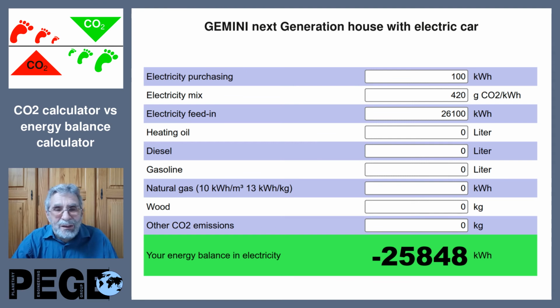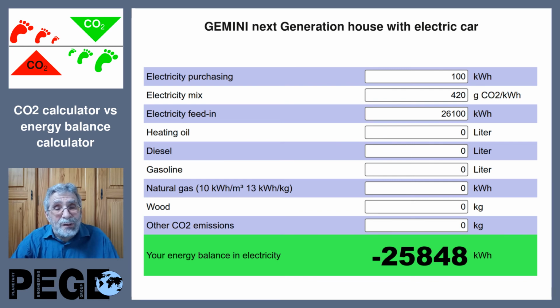And now let's look to the GEMINI next generation house with an electric car. This is highly energy optimized. The own consumption is only 7,000 kilowatt hours. It's not mentioned here. He has only mentioned what I purchase on electricity and what I sell in electricity. And here I have electricity purchasing of 100 kilowatt hours.